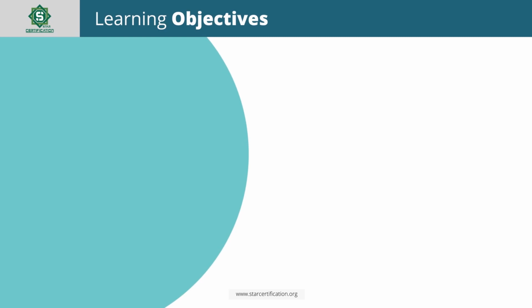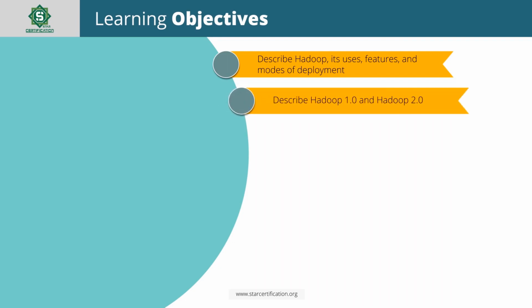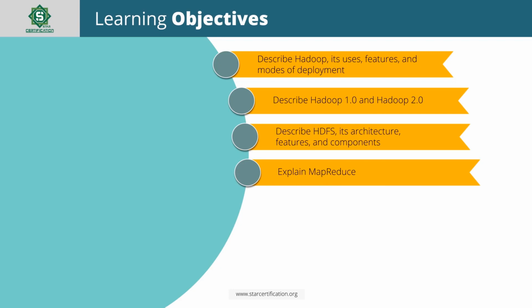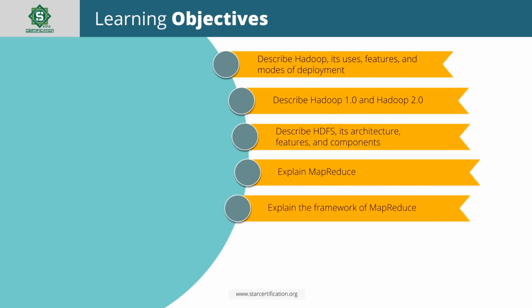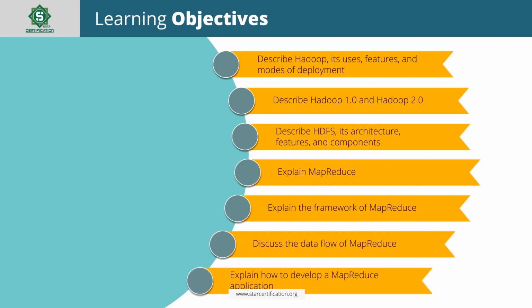By the end of this module, you will be able to describe Hadoop, its uses, features, and modes of development. Describe Hadoop 1.0 and Hadoop 2.0. Describe HDFS, its architecture, features, and components. Explain MapReduce and the framework of MapReduce. Discuss the data flow of MapReduce. And explain how to develop a MapReduce application.